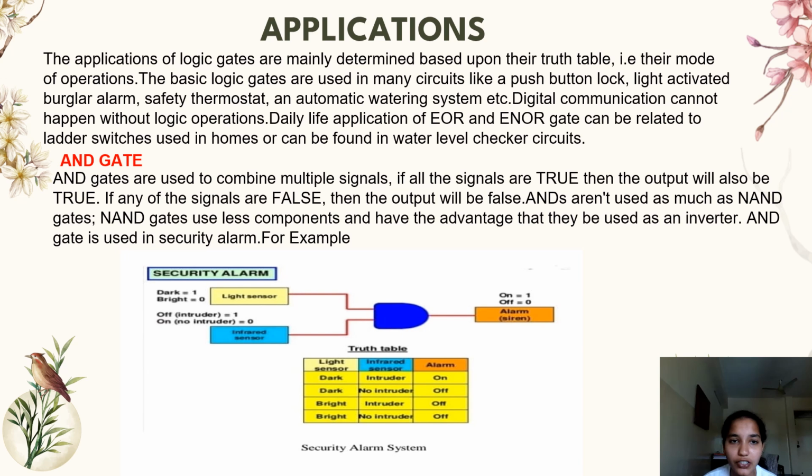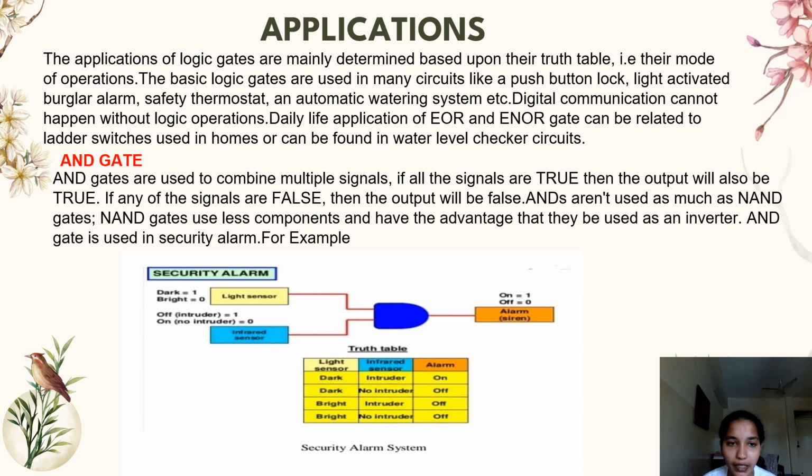Applications. The applications of logic gates are mainly determined based upon their truth table, that is, their mode of operation. The basic logic gates are used in many circuits like push button lock, light activated burglar alarm, safety thermostat, and automatic watering system, etc. Digital communication cannot happen without logic operations. Daily life applications of EOR and ENOR gates can be related to ladder switches used in homes or can be found in water level checker circuits.